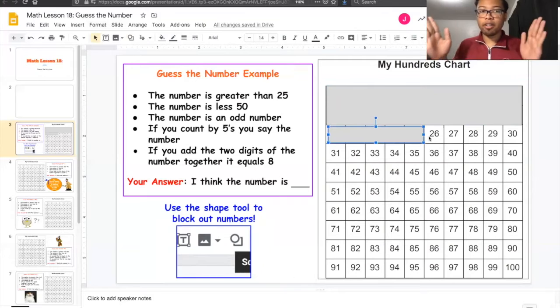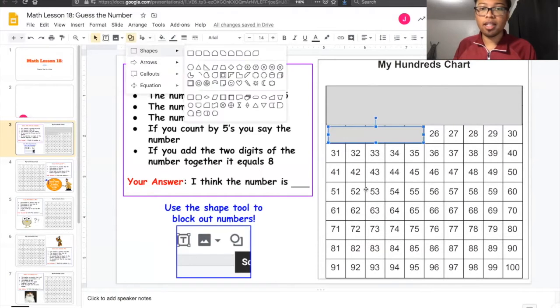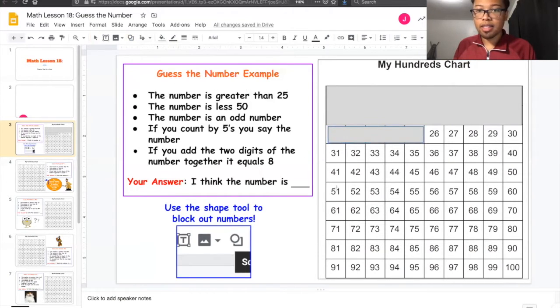So now I've already narrowed down my selection even more. The next thing I'm going to do is look at my next clue. The number is less than 50. So I know that all the numbers 50 and greater are now out of it. This is helping me out a ton because look, I can cross out all of these numbers now, 51 all the way to 100.